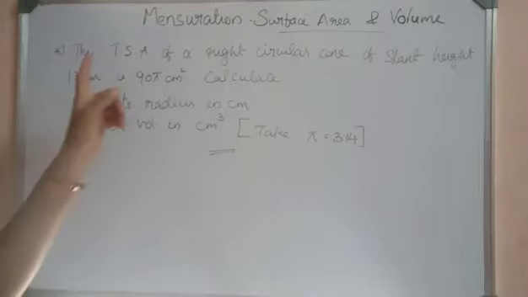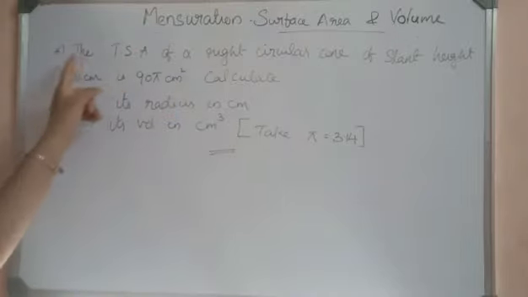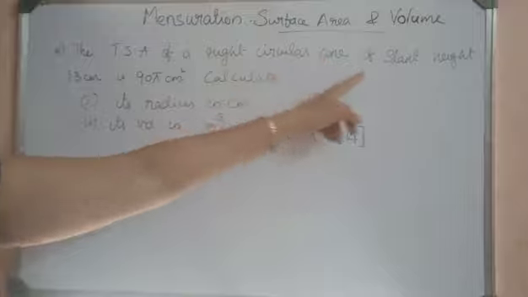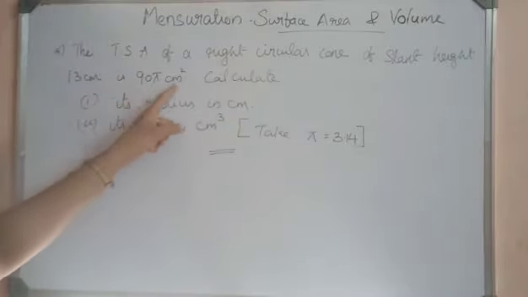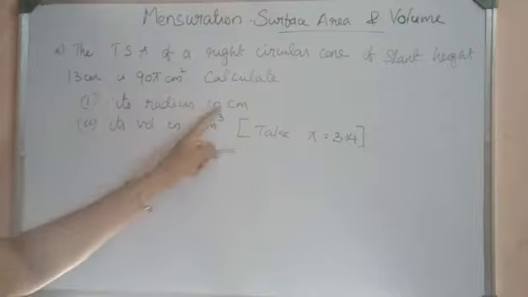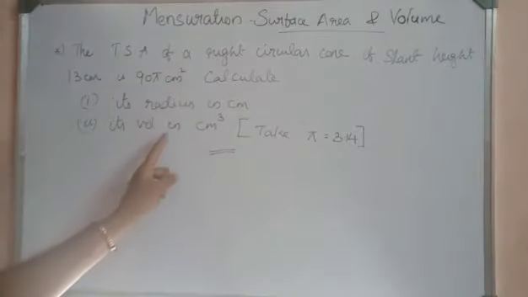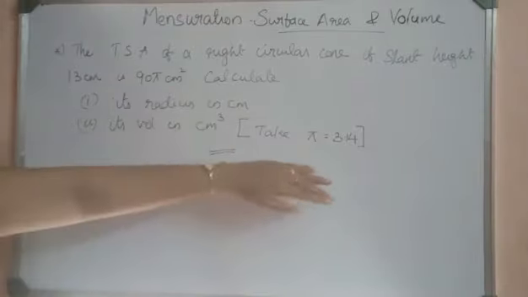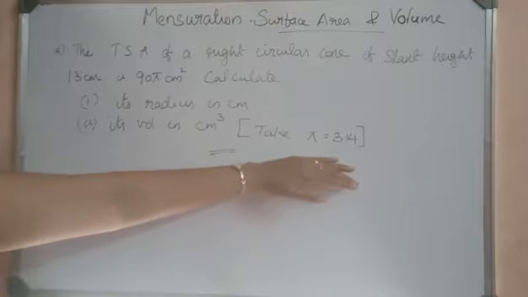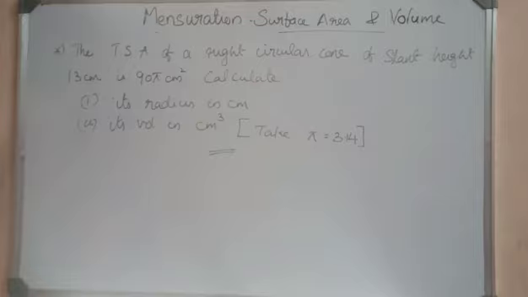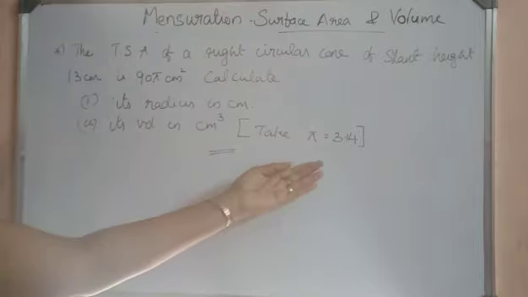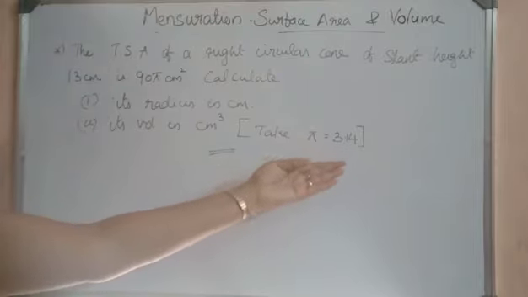Now, this question is for you. You can solve it and let me know the answer. The total surface area of a right circular cone of slant height 13 centimeters is 95 centimeters square. Calculate its radius in centimeters and its volume in centimeter cube. Given that, you need to consider pi as 3.14. Usually you consider 22 by 7 as the value of pi. Here, you can consider it as 3.14.